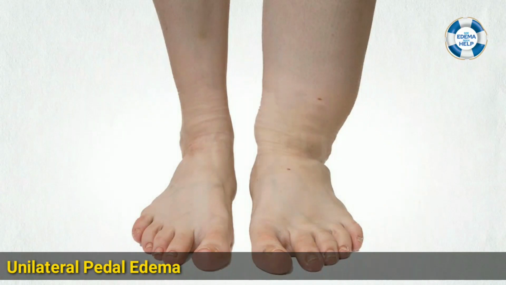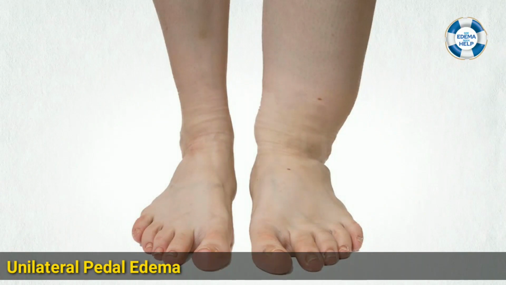Whenever we are discussing pedal edema, we need to know that it can either be unilateral or bilateral. There are implications for knowing whether it is unilateral or bilateral, because the etiologies, or causes, for pedal edema vary based on whether it is in a single limb or in both limbs. Unilateral means being present on a single limb, and bilateral means being present on both limbs. So we'll first discuss the causes of unilateral pedal edema.